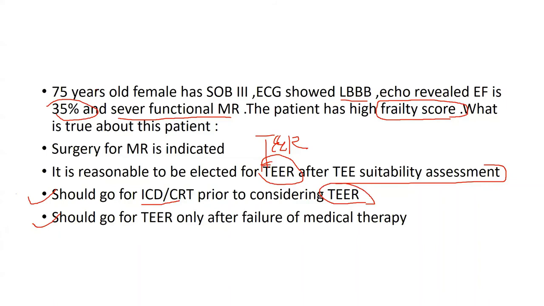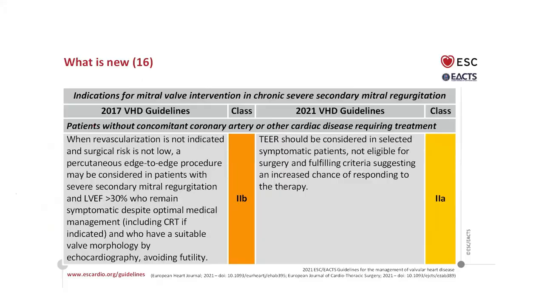But if I bring you to the new guideline, here they are. Look here, 2017. When revascularization is not indicated and surgical risk is not low, a percutaneous edge-to-edge procedure may be considered. We are talking about severe secondary mitral regurgitation. In patients with severe secondary mitral regurgitation, when the ejection fraction is more than 30, when symptomatic despite optimal therapy, including CRT, and who have a suitable valve morphology by echo, avoiding futility.